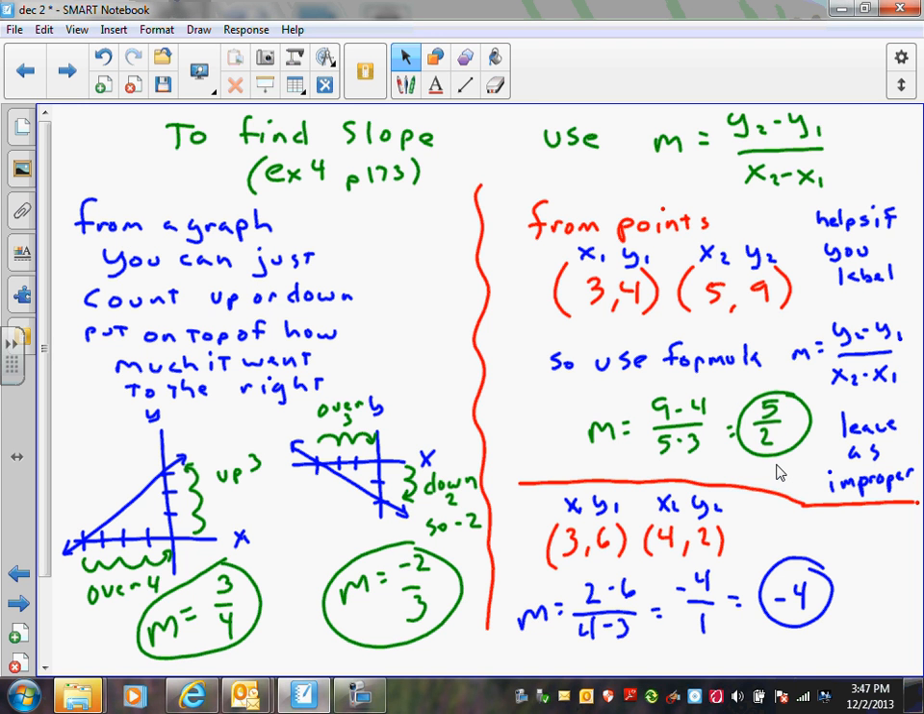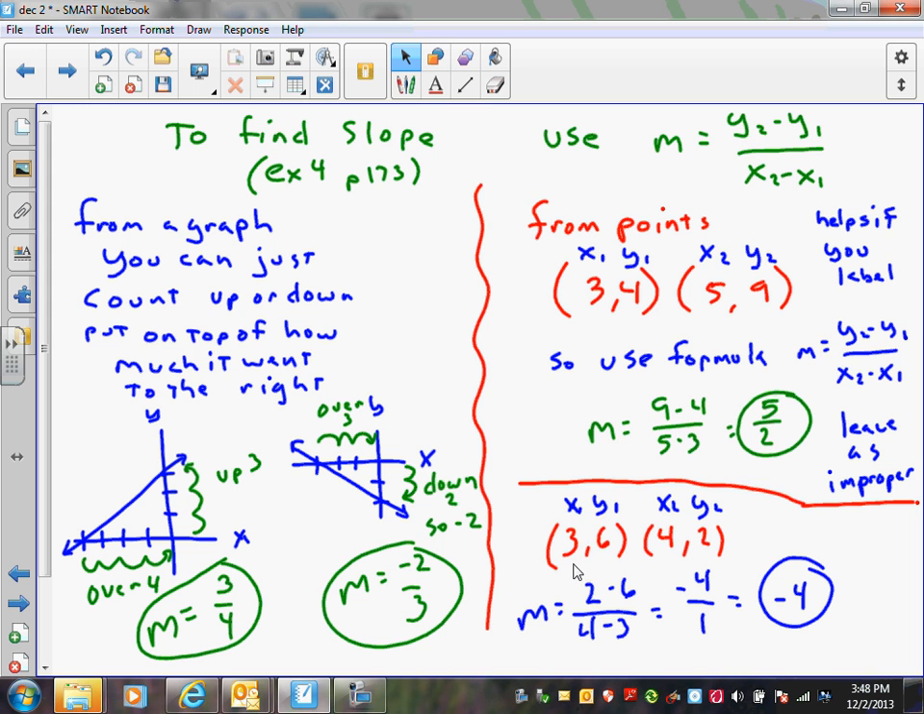Resist the urge. Do not make that a mixed number. Because this slope, 5 over 2, tells us what to do. If we want to find another point on our line, we go up 5 and over 2. If we wanted to find a third point, we go up 5 more and over 2 more. So keep it as an improper fraction.